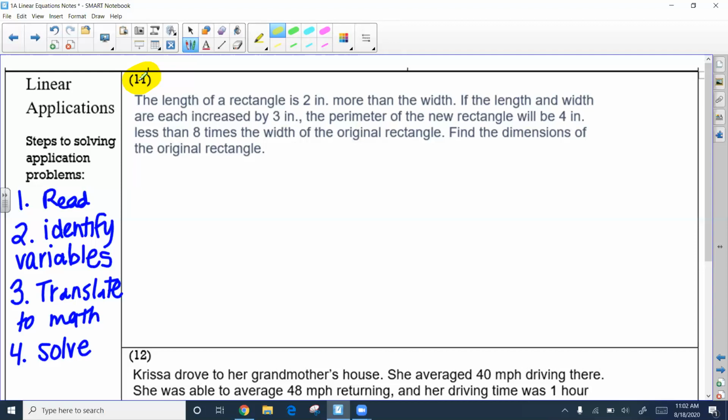The length of a rectangle is 2 inches more than the width. If the length and width are each increased by 3 inches, the perimeter of the new rectangle will be 4 inches less than 8 times the width of the original rectangle. Find the dimensions of the original rectangle. Again, I'll give you a minute to finish writing that down, then we'll solve it.